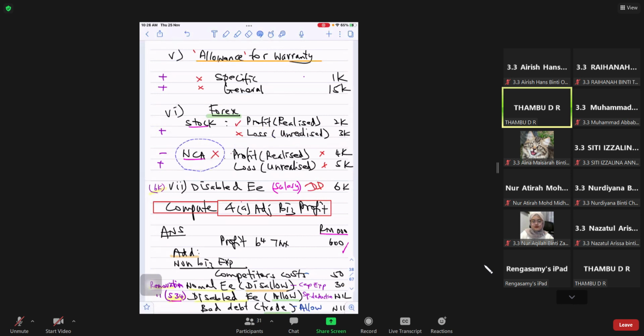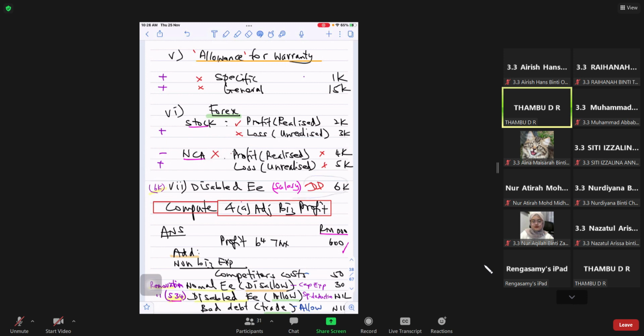Non-current asset, always disallowed. Always. Any item. So non-current asset, profit, no need to worry whether realized or unrealized. Non-current asset, we don't want. Profit, you add, I minus. Loss, you minus, I add.